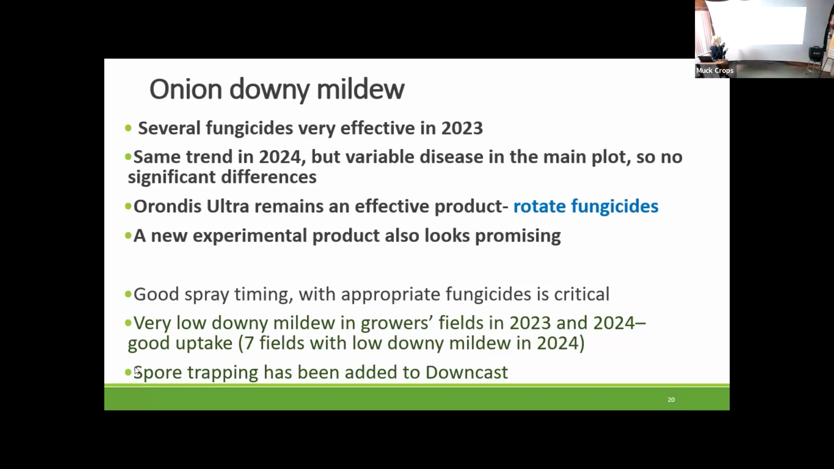So I just want to emphasize again that with downy mildew diseases, even more than other diseases, fungicide timing is really important. And that's why DownCast and disease forecasting is important as well. And the IPM program seems to be doing a pretty good job with downy mildew forecasting. There were a few fields in 2024 where the scouts saw downy mildew, but all at low levels. So it looks like everybody got the fungicides on in time and kept the disease under control.